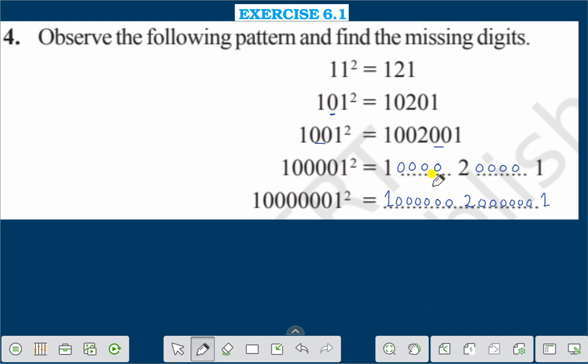1000001 square. Right? The first position will be 1, the last position will be 1, and 2 will be in the middle. And 1, 2, 3, 4, 5, 6: 6 zeros. Therefore 6 zeros will be before 2 and 6 zeros will be after 2. That is 1, 2, 3, 4, 5, 6. This is 1, 2, 3, 4, 5, 6. In this way you can find the answers of this pattern.